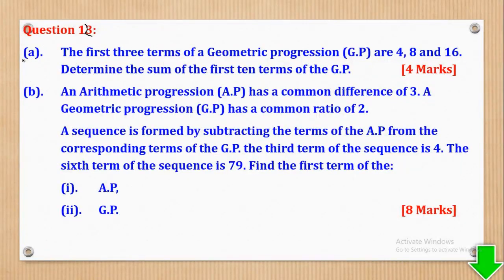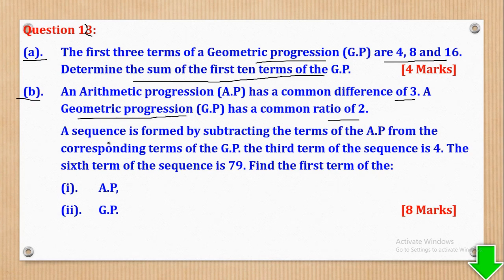So this question 12 says, part A, the first three terms of a GP are 4, 8, and 16. Determine the sum of the first 10 terms of the GP. Then part B, an arithmetic progression or AP has a common difference of 3. Then a GP has a common ratio of 2. A sequence is formed by subtracting the terms of the AP from the corresponding terms of the GP, meaning it is GP minus AP. The third term of the sequence is 4. The sixth term of the sequence is 79. Find the first term of the AP and of the GP.